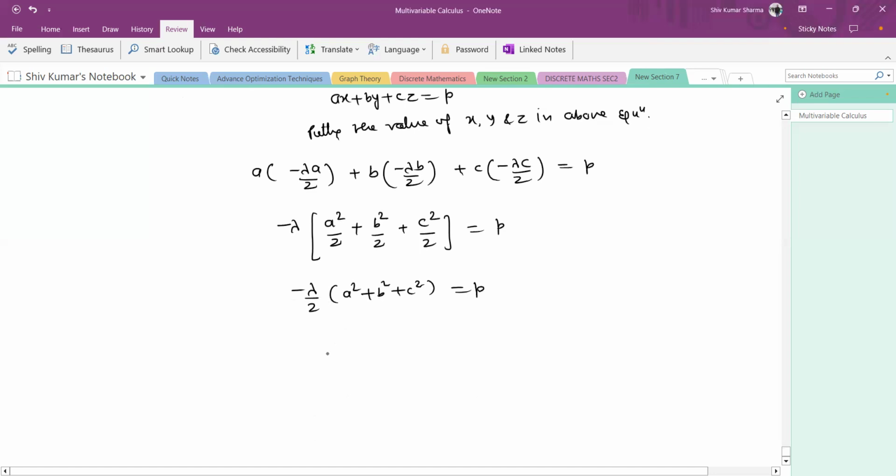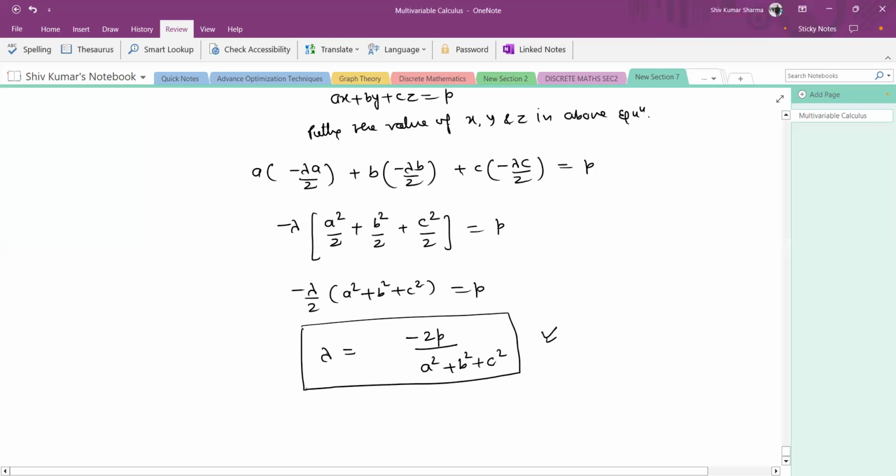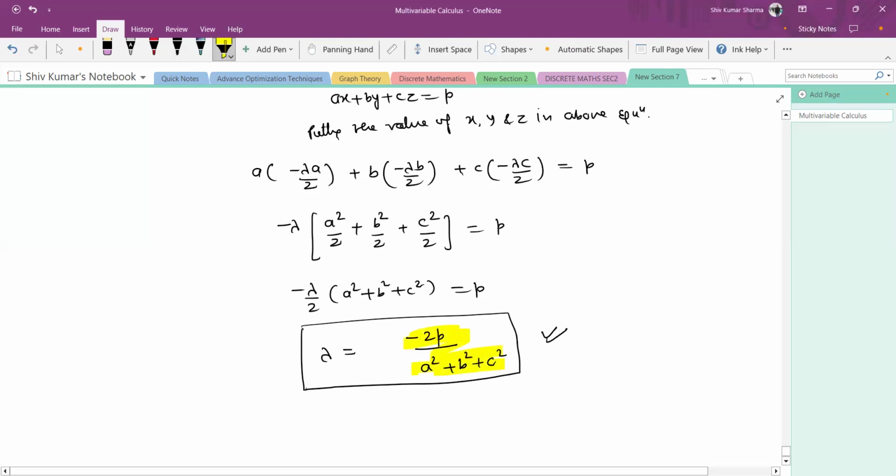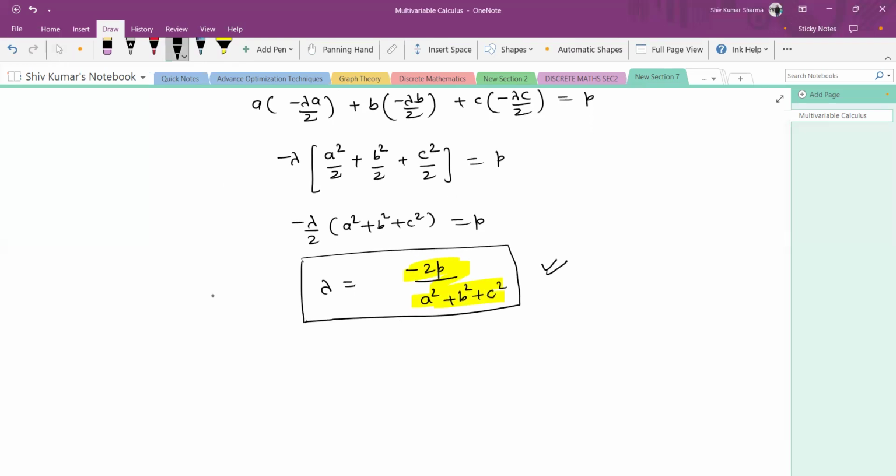So you can calculate the value of lambda directly. So what is the value of lambda? So value of lambda equal to minus 2p upon a square plus b square plus c square. So we have calculated lambda, undetermined multiplier, that is lambda. So the value of lambda is minus 2p upon a square plus b square plus c square. Now, on the basis of this lambda, we also calculate the value of x, y, and z.